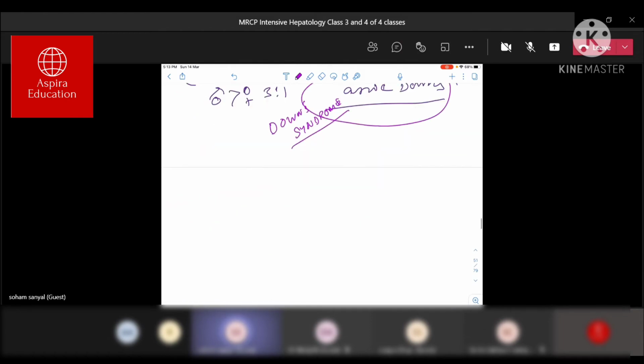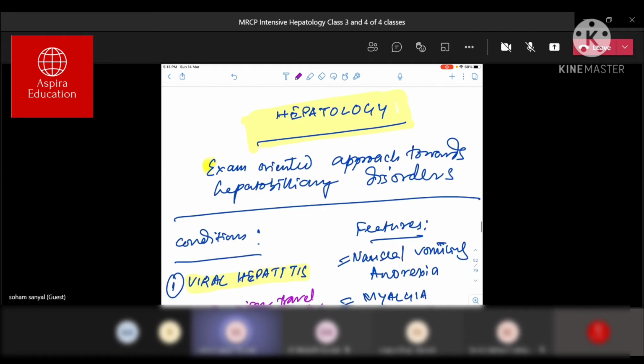So now we are moving into hepatology. That is our basic point of discussion today. This is an exam oriented approach. It's a concise approach that I am going to go through for hepatology. I have divided hepatology like this. Initially I will cover the approach to conditions and the exam oriented features which are important in those conditions, various hepatic disorders. Then we will move to the approach to LFT with normal values of LFT.